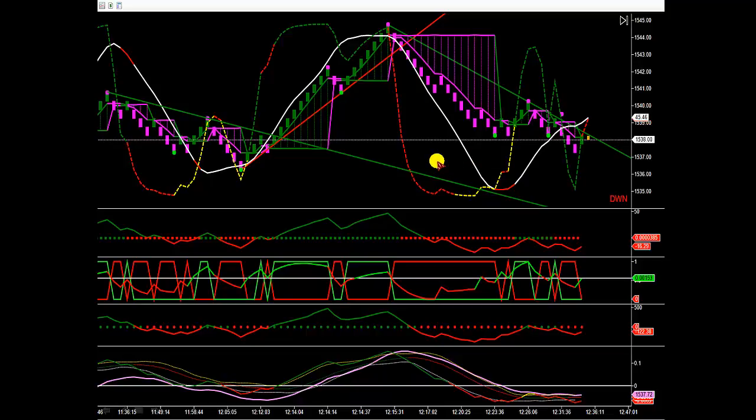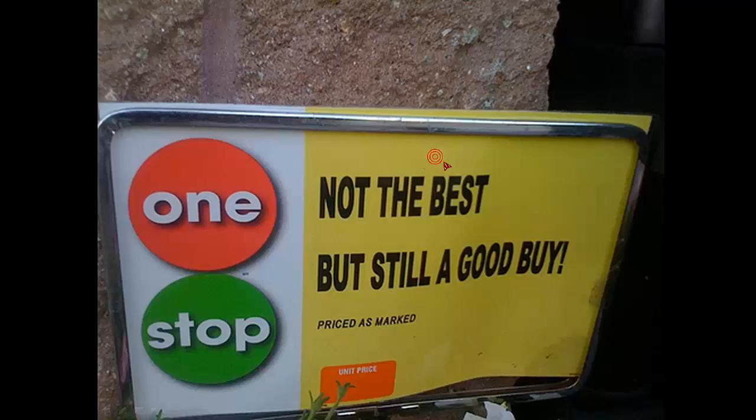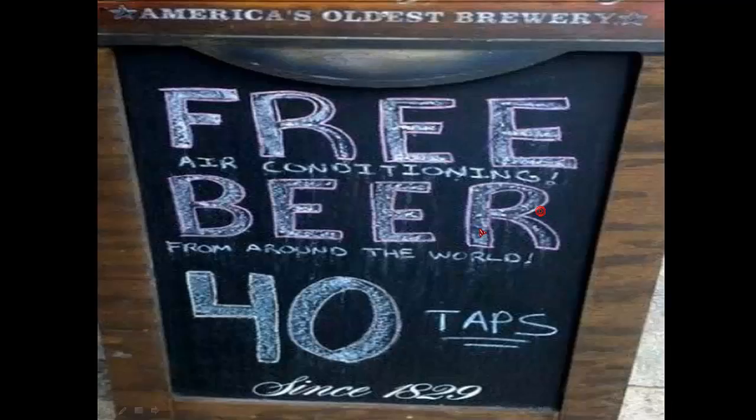So I just wanted to show you a couple pictures right here, and this is all I have on the subject today. But if you see a sign like this outside a store, not the best but still a good buy, probably it might be a good idea to shop at some other store. And you always want to read the fine print. What looks like free beer is really free air conditioning right in here. So signs can be very tricky that way.